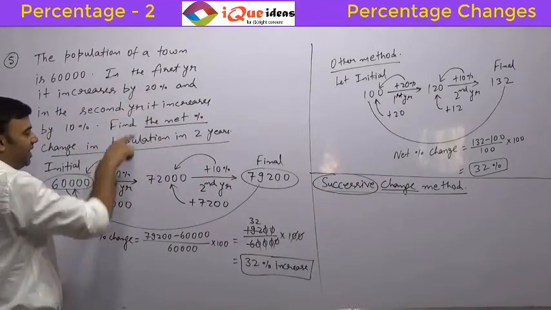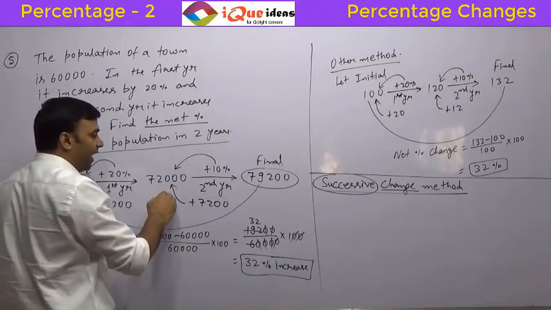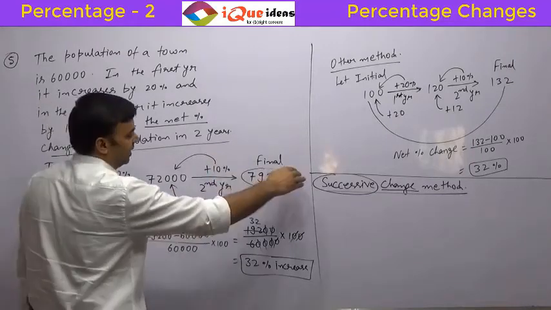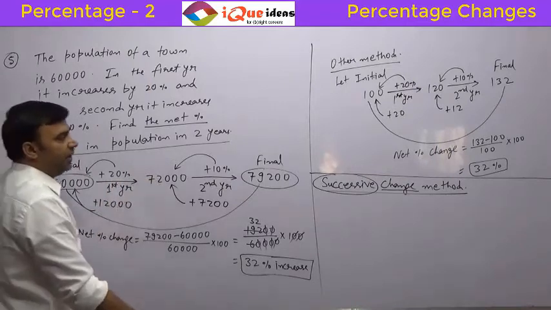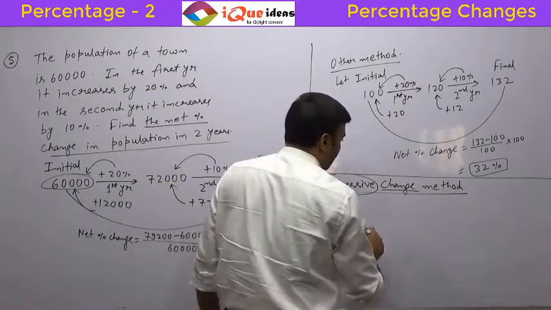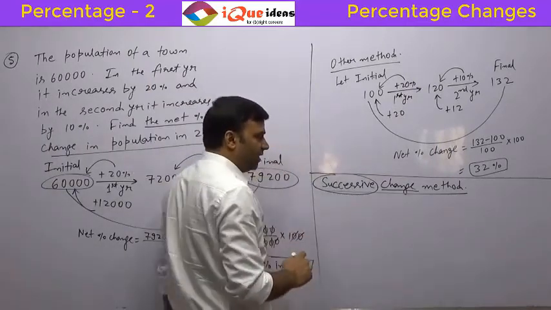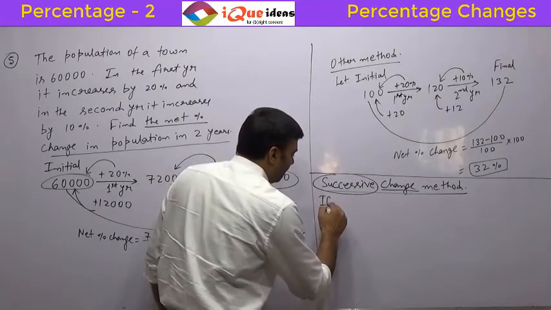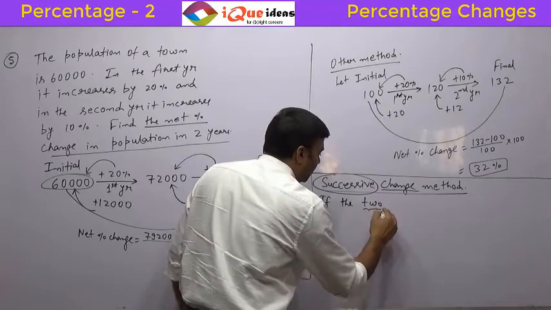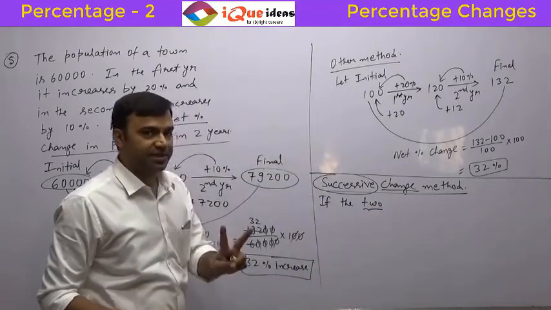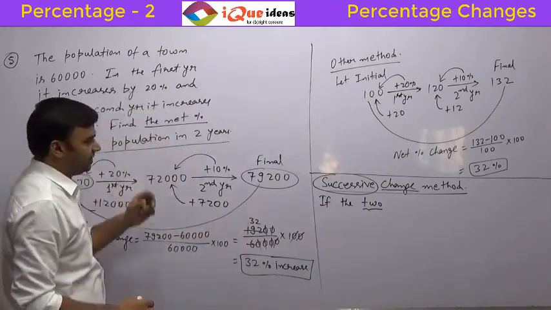How? First this 20% was calculated, then there is a new value. On the new value, the next change is conducted. Now next change is calculated. So if this is the situation, the successive change method can be applied. How is it used? Look at it very carefully. Also one more thing, this formula can be applied only for two successive changes. As in this case, there are only two successive changes.